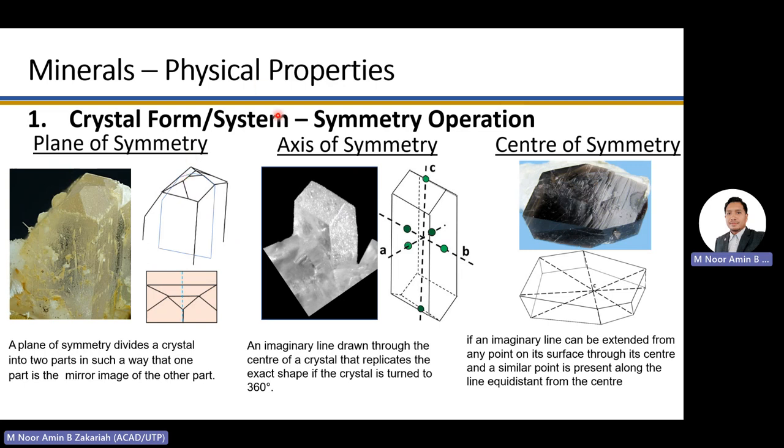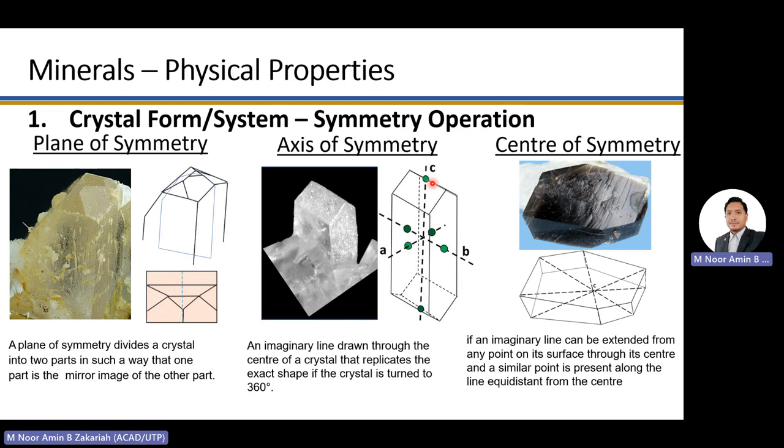Okay, and then we also have axis of symmetry. An axis of symmetry is an imaginary line drawn through the center of a crystal that replicates the exact shape if the crystal is turned 360 degrees, meaning that it's an imaginary line around which we can rotate it. So when we rotate it, we can still have almost similar things or patterns when we rotate it in 360.